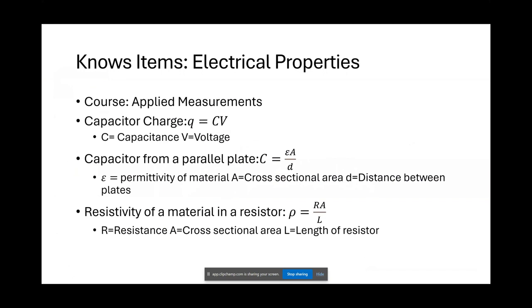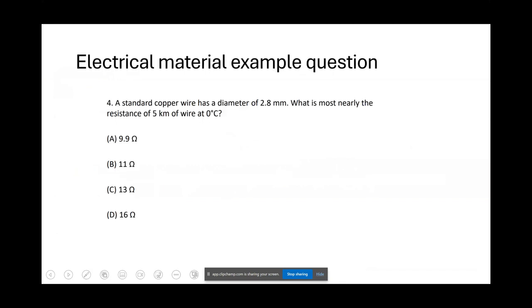The resistivity of a material in a resistor is represented by rho, R being the resistance, A being the cross-sectional area, and the length also being in terms of most likely millimeters or meters, depending on what the question's asking. So actually, we'll go over a sample question right now. I'll give you a little bit of time to pause and resume. If not, I'm going to go ahead and start.